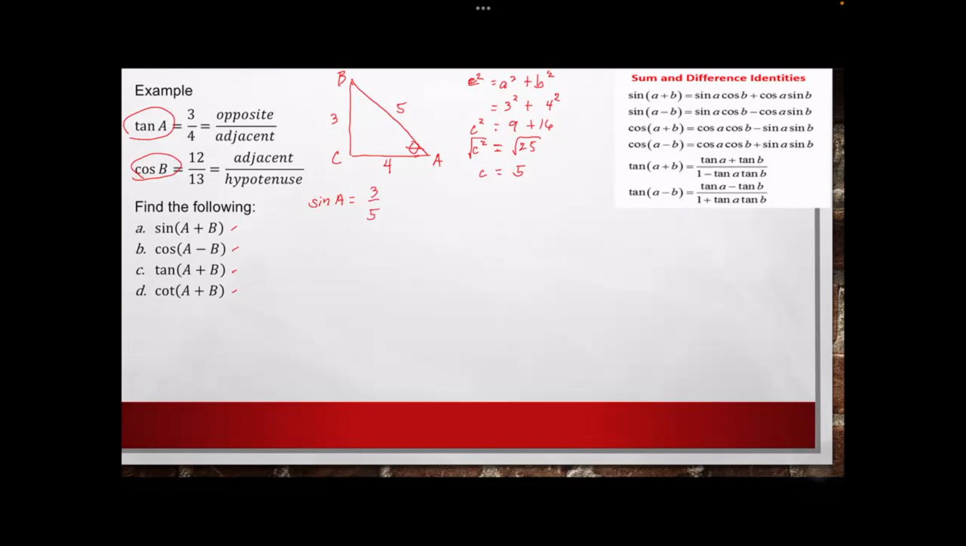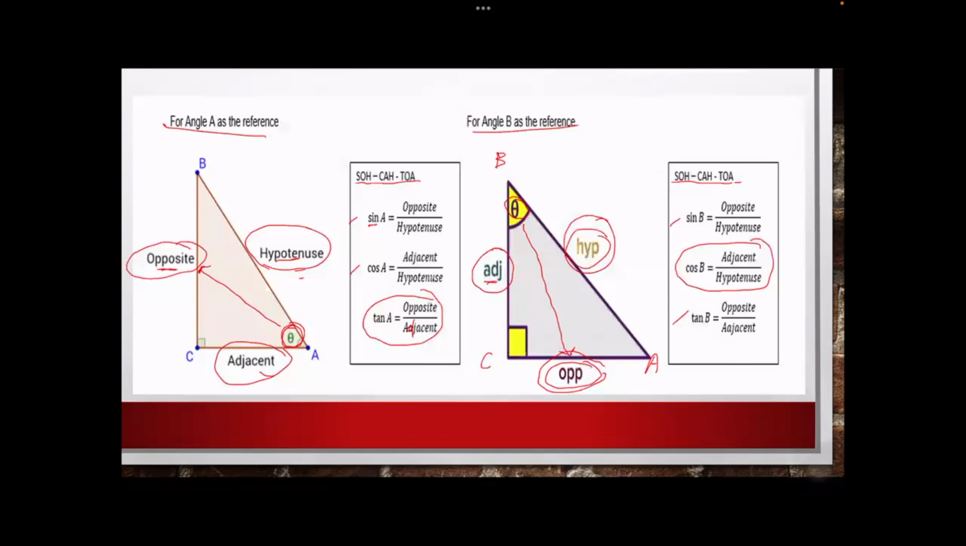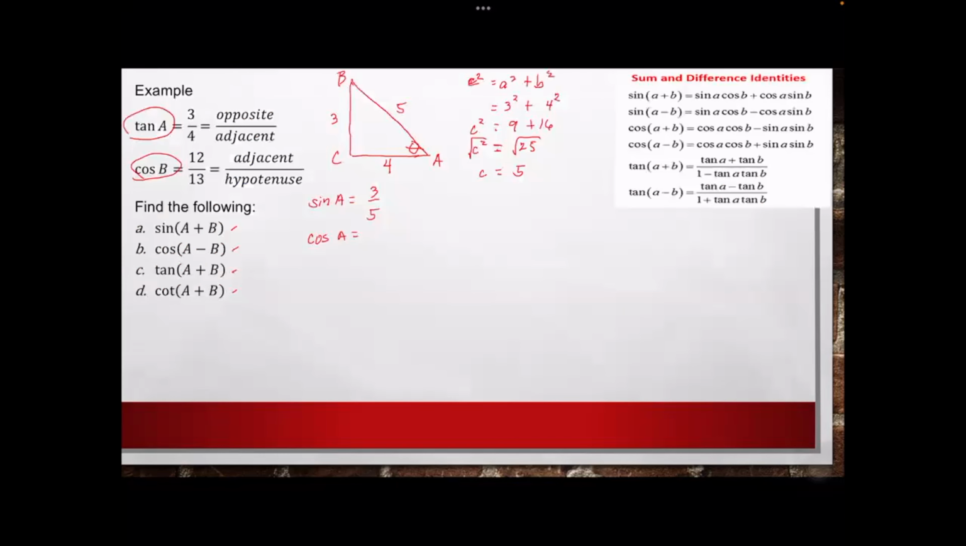Next, we have the cosine A. What is cosine A? Cedric. Adjacent over hypotenuse. Balik tayo sa triangle. Saan ang adjacent for the reference A? Nasa baba, diba? So therefore, what's the value of cosine A? 4 over 5 po. Okay, so this will be 4 over 5.